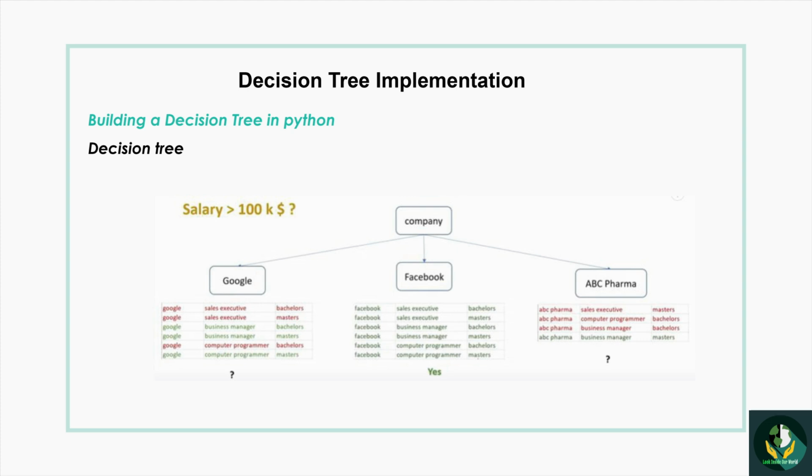The first layer has only a single node, and this node represents company, which means our tree is branched according to the companies. So, the next layer of nodes represent different companies, such as Google, Facebook, ABC Pharma. And we do not have further nodes. So, this tree has two depths. According to our dataset, our decision tree tells us that if a person works at Facebook, then yes, he or she would have a salary higher than $100,000, regardless of the degree and position.